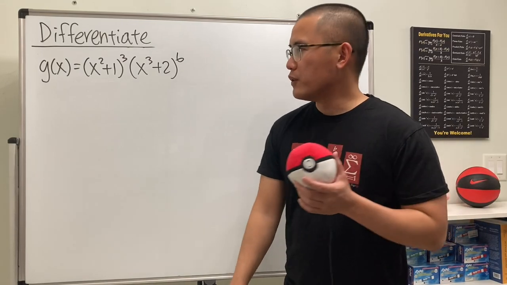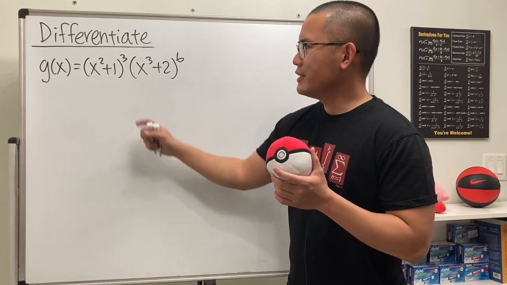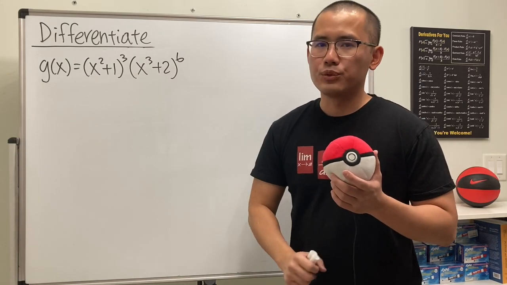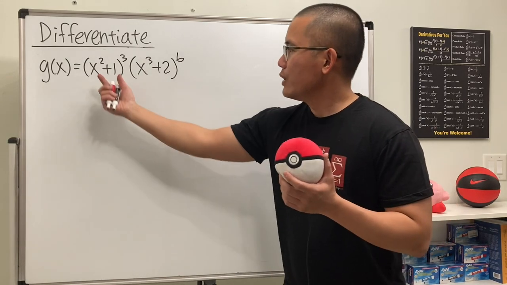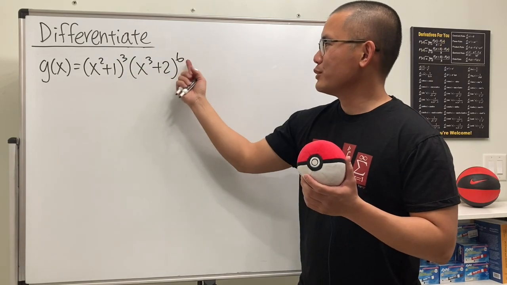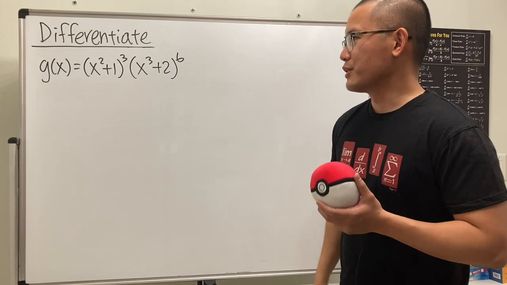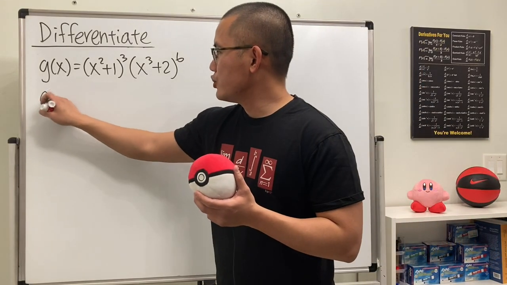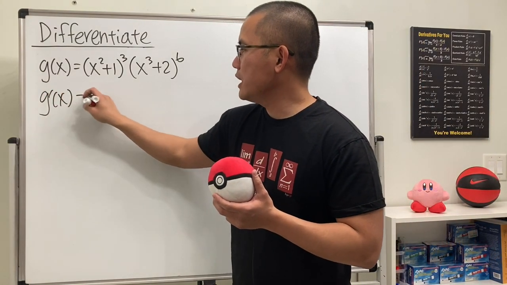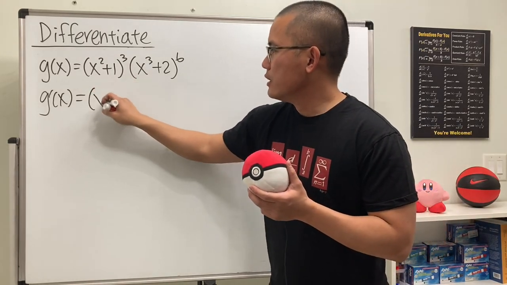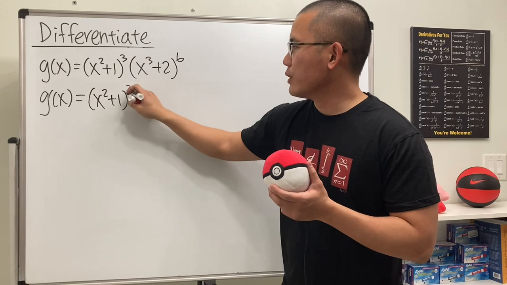Okay, here we are going to differentiate this function, and notice that it's a product of two functions, so we will have to use the product rule. Not only that, we have this to the third power, this to the sixth power. Yeah, we will have to use the chain rule as well. But anyway, let's just go ahead and get to work. I'm going to write down g prime of x for the derivative. Product rule in action, we are going to keep the first function. So x squared plus 1 and then to the third power.